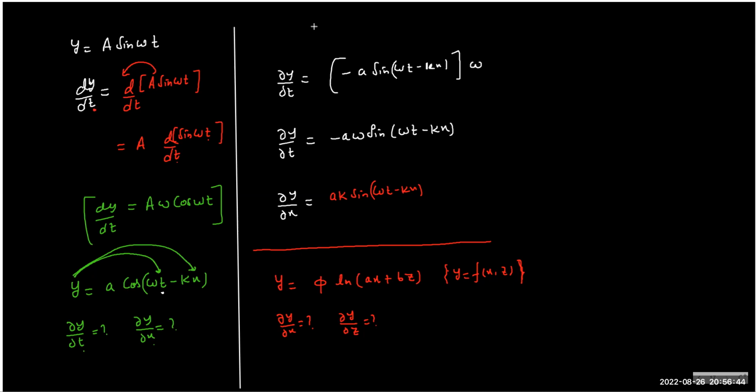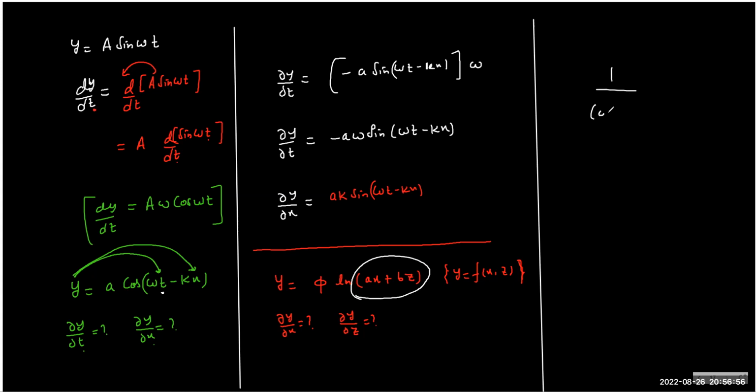Okay, now let me just give the answer. So first of all, ln of whatever, you can just make a box. So ln of whatever is 1 by whatever. So don't worry about this. And phi is the function, you can just write it as it is. When you differentiate with x, then only the x coefficient I will take care of, which is a. And the moment you do z, it will become b. That's it. Nothing was difficult.